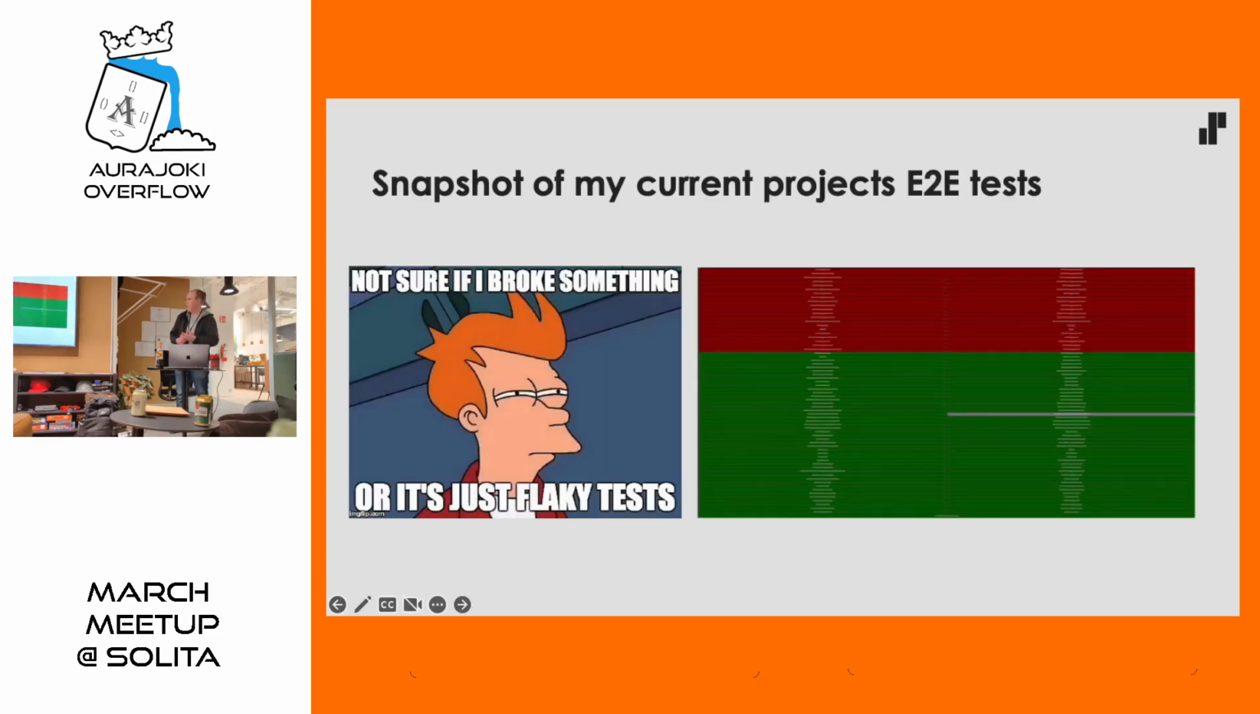And here's a snapshot of my current project I'm working on. This is all the end-to-end tests that we have. There's plenty of green, but also plenty of red ones. Everything should be working, but the tests are still failing. I'm not sure if something is broken or not. It looks like something is broken, but then we rerun the tests and they're green again. So there are some real problems.